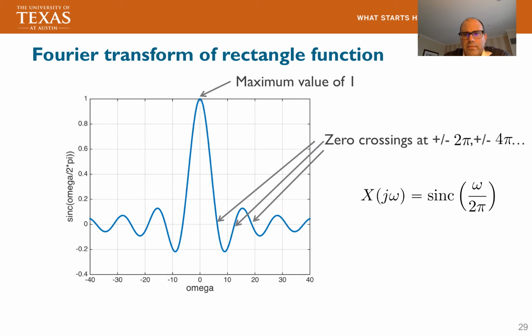Now let's plot the Fourier transform of a rectangle function. The Fourier transform of the rectangle function we said was the sinc of omega over 2 pi. So plotting this gives us a function that looks the same, except now the zero crossings are at plus minus 2 pi, plus minus 4 pi, etc. So dividing by 2 pi just changes the zero crossings into crossings at multiples of 2 pi.